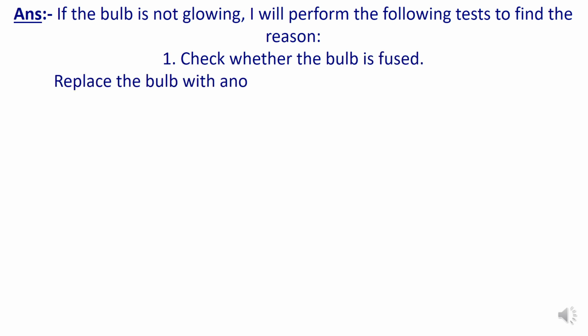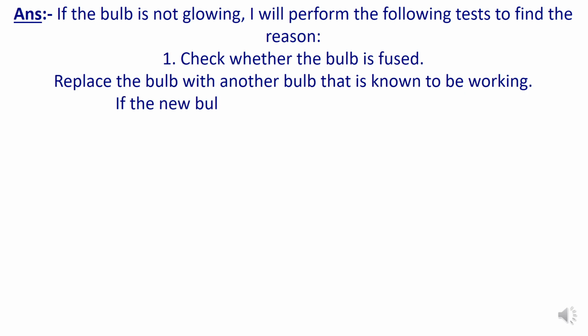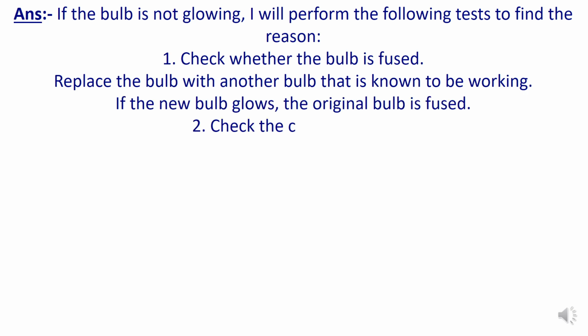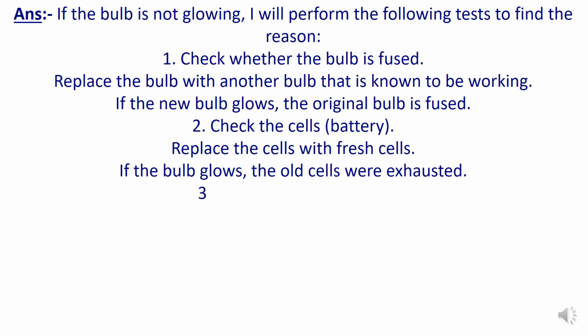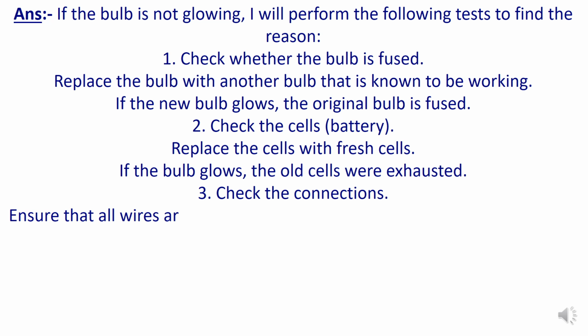First, check whether the bulb is fused. Replace the bulb with another bulb that is known to be working. If the new bulb glows, the original bulb is fused. Second, check the cell battery. Replace the cell with a fresh cell. If the bulb glows, the old cell was exhausted.